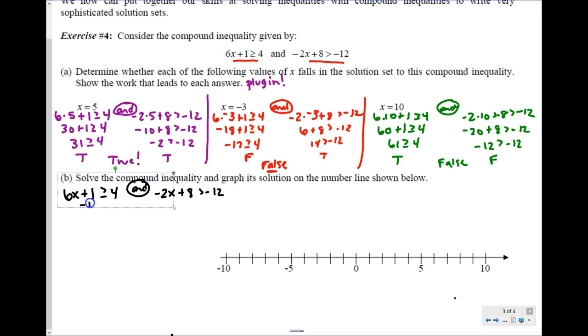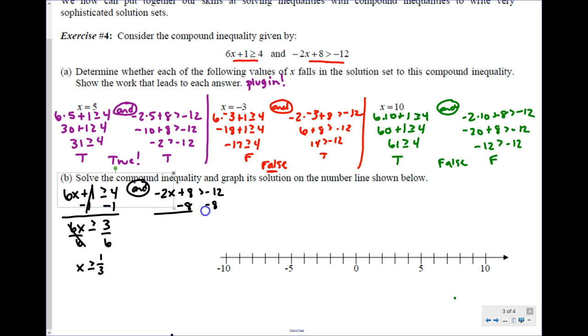Now I'm going to solve each one. To start solving, I'm going to get x by itself. I'm going to subtract 1 on both sides to cancel out the 1's. I'm left with 6x is greater than or equal to 4 minus 1, which is 3. Divide both sides by 6, and I get x is greater than or equal to 1/3. That's the first part of my solution. Let's go ahead and do the second one.